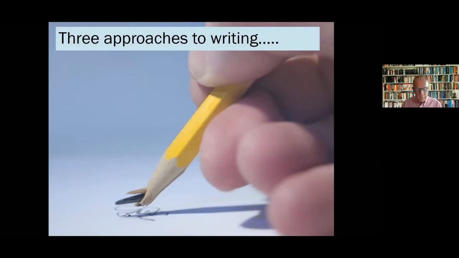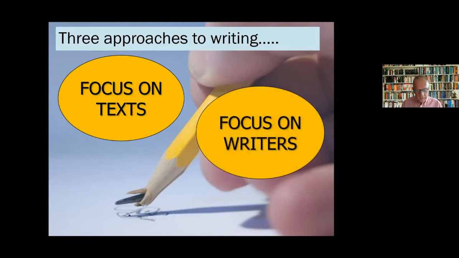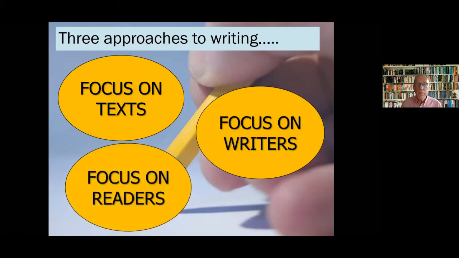So the first approach concentrates on the products of writing by examining texts. The second focuses on the writer and the processes used to create text. The third approach emphasizes the role that readers play in writing, showing how we think about an audience in creating text. Now, this is a very broad approach, but I think it's a useful way of discussing some of the research and thinking about writing and how this feeds into teaching.